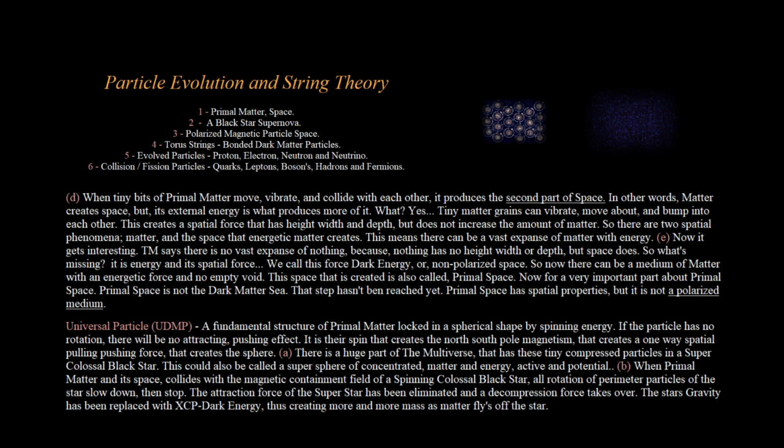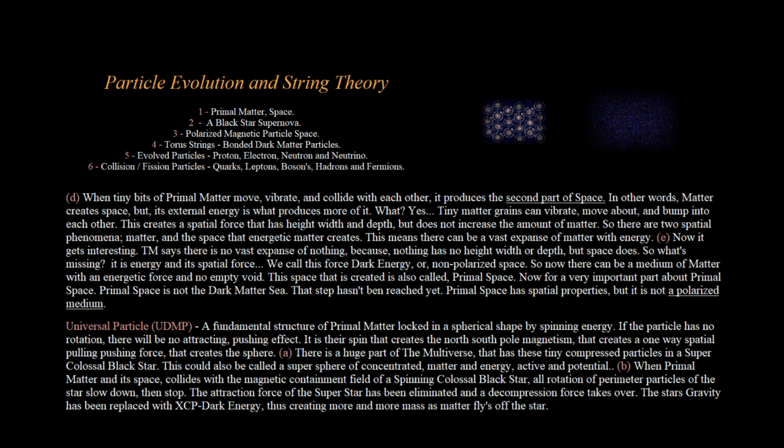D. When tiny bits of primal matter move, vibrate, and collide with each other, it produces the second part of space. In other words, matter creates space, but its external energy is what produces more of it. What? Yes. Tiny matter grains can vibrate, move about, and bump into each other. This creates a spatial force that has height, width, and depth, but does not increase the amount of matter. So there are two spatial phenomena: matter, and the space that energetic matter creates. This means there can be a vast expanse of matter with energy.